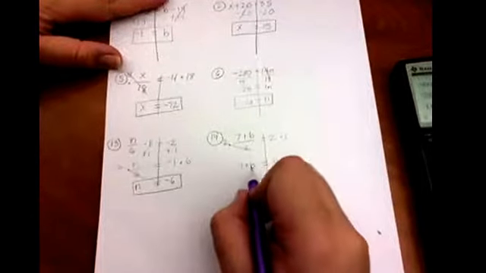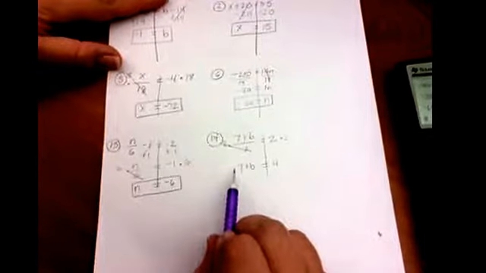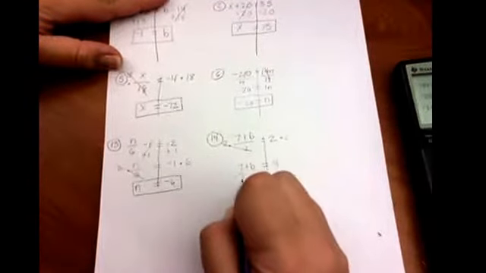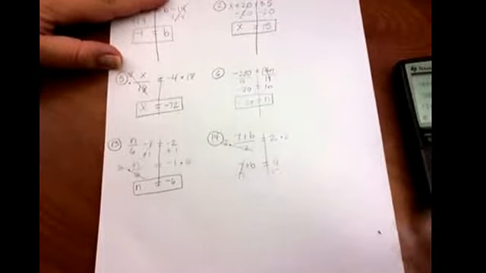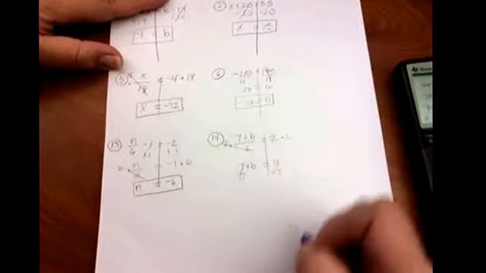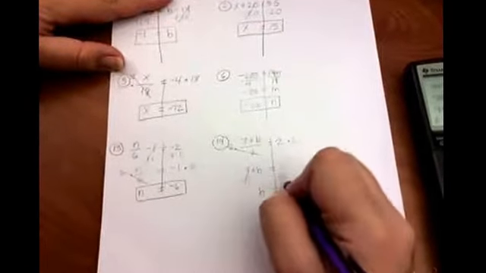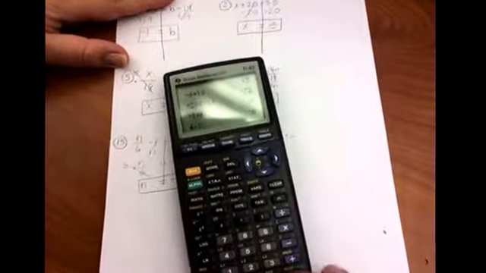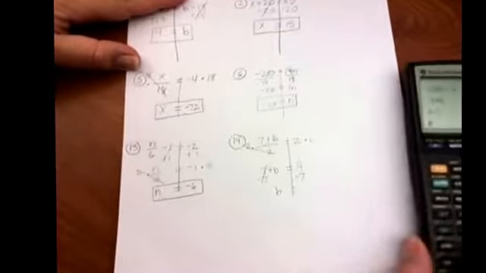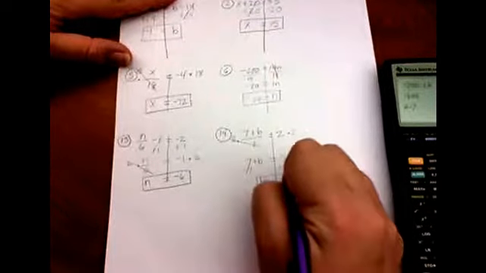To get the b alone, I'm going to focus on this number. It's a positive 7 because there's no sign in front of it. That means I'm going to have to subtract 7 to make 0, to make that cancel out. Subtract 7 on this side to keep it balanced. b equals 4 minus 7. 4 minus 7 is negative 3. So b equals negative 3 is our solution.